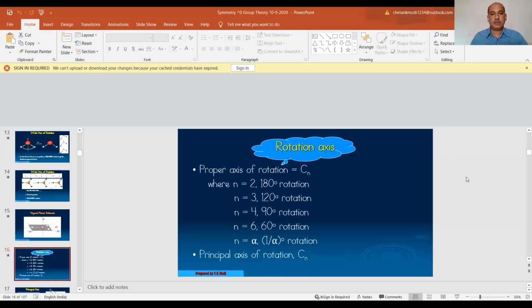So friends, in my previous video, I was discussing the symmetry elements. We have discussed identity operations, followed by center of symmetry I, and the third one, that is rotation axis. Now in this video, we shall discuss rotation axis.